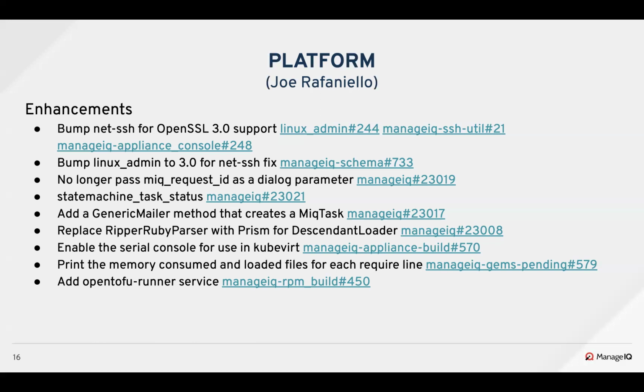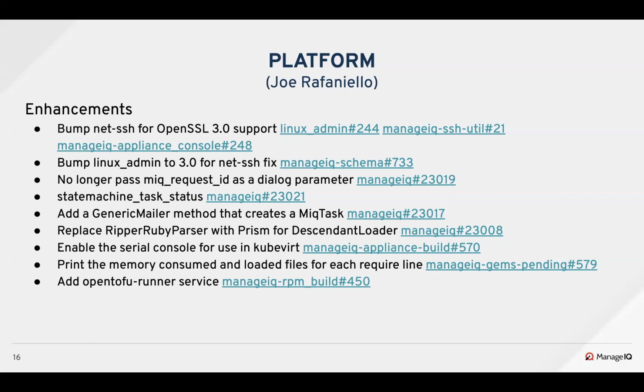I worked on replacing Ripper Ruby parser with Prism. In the descendant loader, we actually parse code, and we were using a gem called Ripper Ruby parser that's pretty old. And Prism seems to be the new parser for Ruby. That's going to be the big hot thing. So we moved to that, and that has a Ruby parser compatible layer in it, which worked out really well.